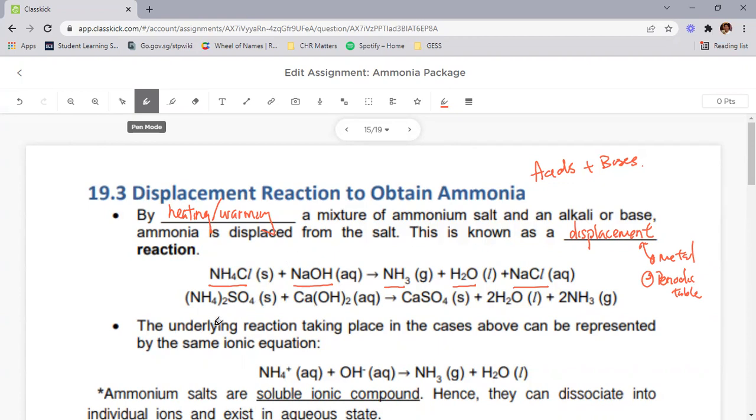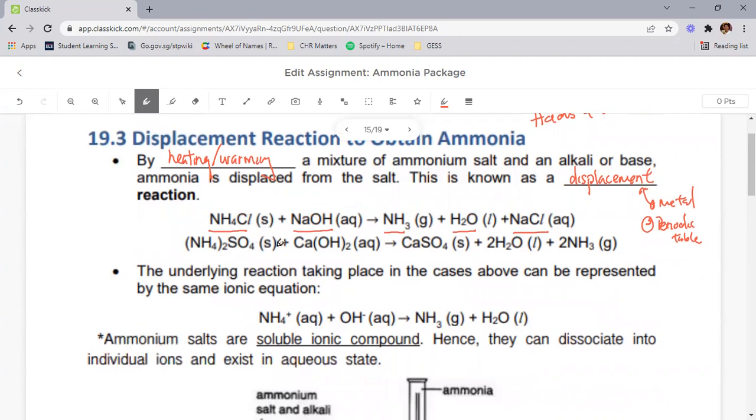Whenever we see this kind of displacement reaction, this is the ionic equation that's actually happening. It's the ammonium cation reacting with the hydroxide ion to give you ammonia gas and water as a side product. So this is the ionic equation here. If you are good at ionic equations, you don't need to worry too much about this. You should be able to come up with it. But for those of you who are struggling with writing equations and maybe don't have enough time in the exams, you can choose to memorize this.